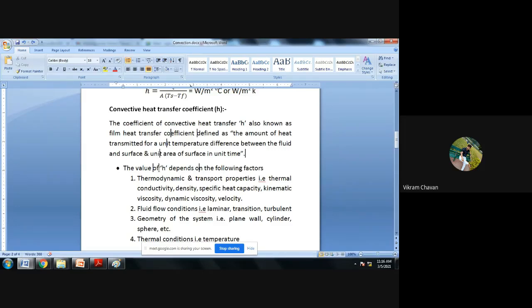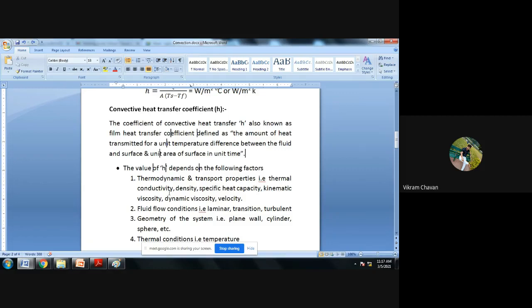So the H value depends on many factors of the fluid, and it depends on the geometric factor of that particular material or substance which is exposed for the heat transfer. Remember this point. H is not a property of a substance. It depends on the fluid properties. As the fluid properties go on varying, this H value also goes on varying.